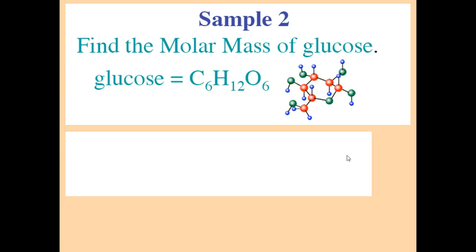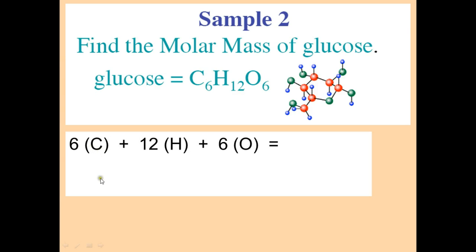So here's example 2. Find the molar mass of glucose, which is C6H12O6. First we figure out the number of each element, the number of atoms in each particle. So there's 6 carbon, because this little subscript tells us. There's 12 hydrogens, and there's 6 oxygens. So we have this here. Then we go to the periodic table and find the corresponding atomic mass. So for carbon it's 12.01.